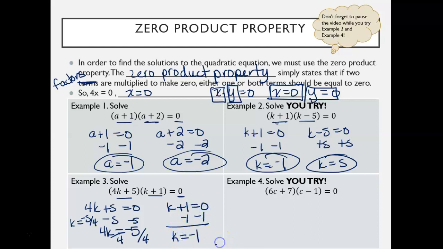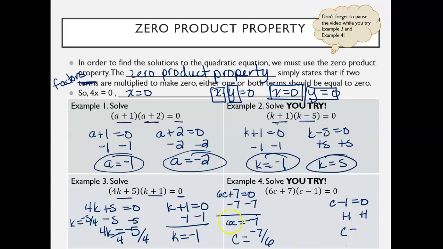Go ahead and pause the video now and try example 4 all on your own. You should have done 6c plus 7 equals 0 and c minus 1 equals 0. We're going to solve both of those. We're going to subtract 7 from each side. So 6c equals -7, divide by 6, and c ends up being a fraction, -7/6. For this one, we're going to add 1 to each side. So c is 1. So my two zeros are -7/6 and 1.